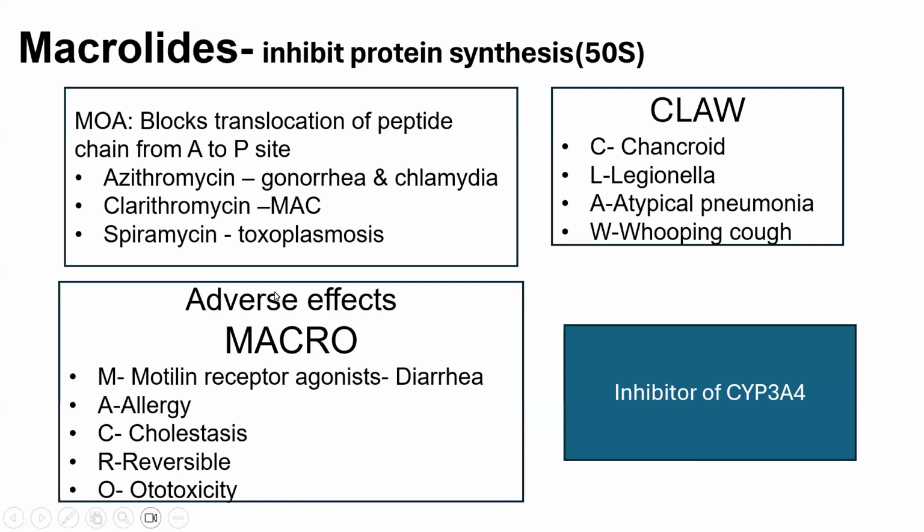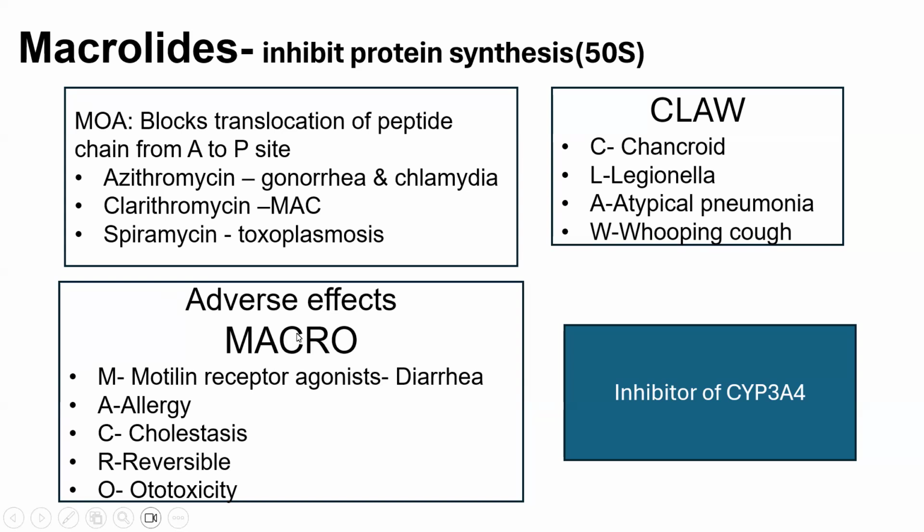In addition to this, and coming to adverse effects, you can remember as MACRO. Macrolides, adverse effect mnemonic is MACRO. So M is for motilin receptor agonist. M, remember M for motilin receptor. So what happens if erythromycin is given? It acts as an agonist for motilin receptor and causes diarrhea as an adverse effect. So remember, motilin causes diarrhea.